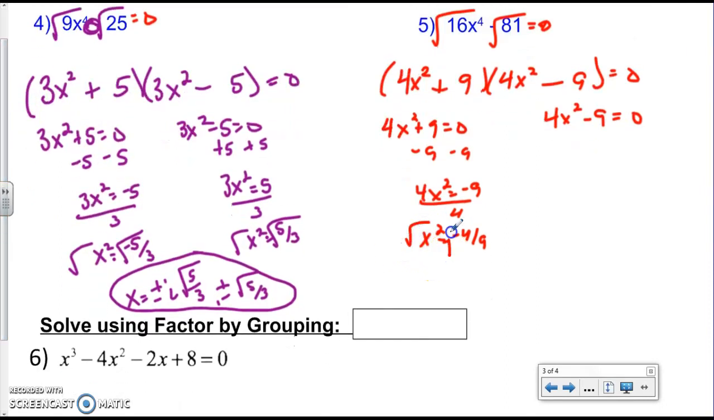So if I take the square root of both sides, the square root of negative 4 is 2i, and the square root of 9 is 3. So actually I can get rid of my square roots in that one. Break it down. So if you can simplify, go ahead and do that.